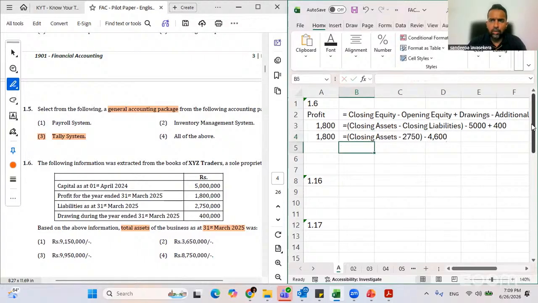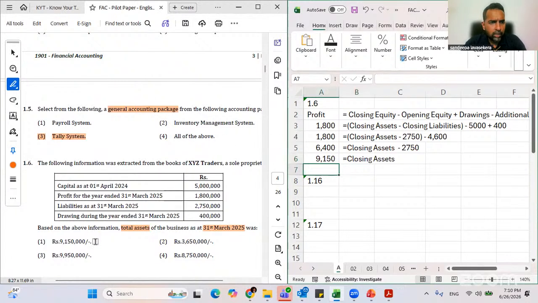Right. I will try to solve this. 4,600 here plus, so then 1,800 plus 4,600, 6,400. Closing assets. Remove the brackets now. Minus 2,750. Take 2,750 to the other side, then 6,400 plus 2,750, 9,150 is the closing asset. So the answer is 9,150,000.